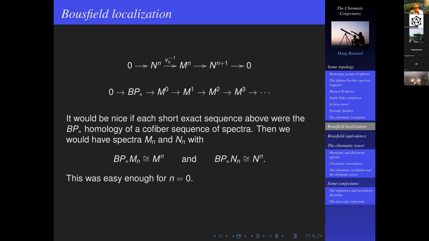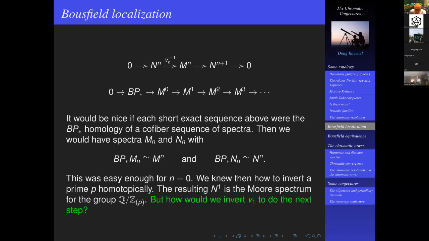Now, this is easy enough to do in the n equals 0 case, because we remember the way we got from BP_* to M^0 is we just inverted the prime p, and we know how to do that in the homotopy theoretic world. So that's not a problem. But the next stage, we need to invert v_1 somehow, and that's not clear. It wasn't clear at the time how one might go about doing that in the world of spectra. We know how to do it in the algebra world, but it wasn't clear how to do it in the topological world.